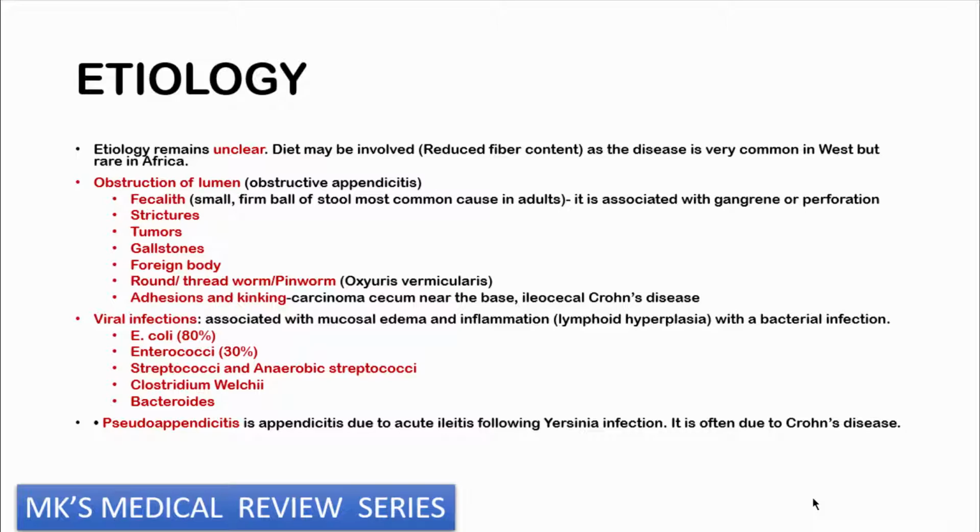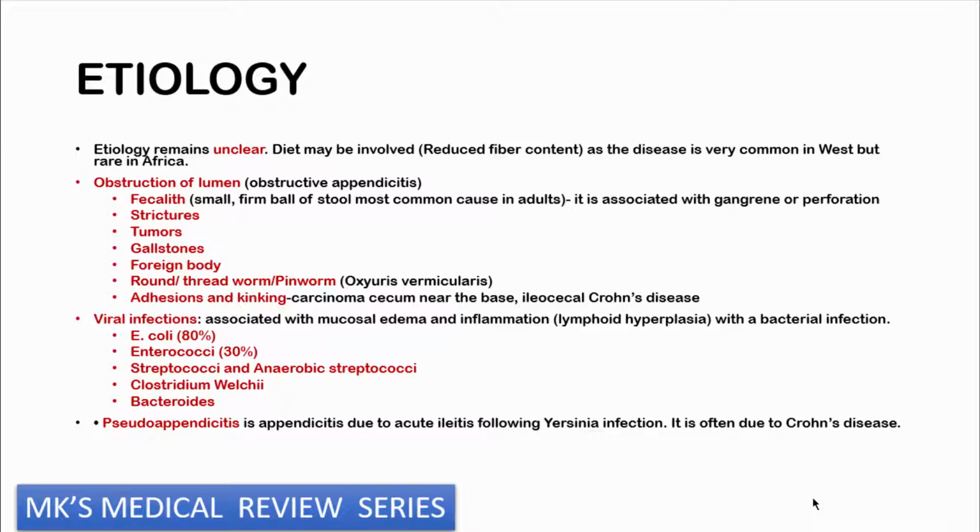So these causes are largely obstructive, which are often due to obstruction of the lumen. So it could be a fecalith, which is simply a small firm ball of stool, most commonly seen in adults, and it is associated with gangrene. It's also associated with perforation. You may have strictures, you may have tumors, you may have gallstones, you may have foreign bodies, you may even have roundworms or even pinworms. You may have adhesions or even kinking, which is common with carcinomas of the cecum that are near the base. And you could also have ileocecal Crohn's disease.